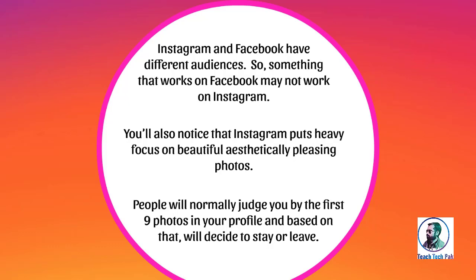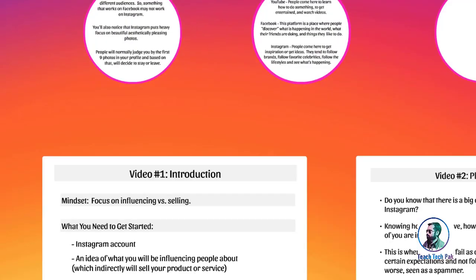On your Instagram profile, when people go to the profile, they're going to see a few images. And people will normally judge you based on the first 9 photos in your profile. And based on that, they will decide to stay or they will decide to leave. So you got to make sure that you put your best 9 photos at the forefront. So when somebody comes to your Instagram profile, they see the best of the best, right?